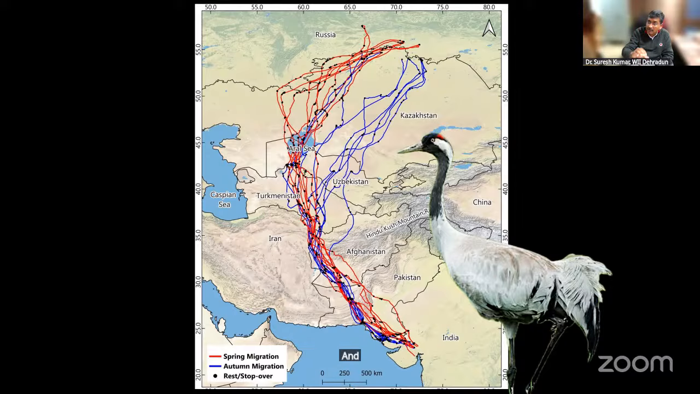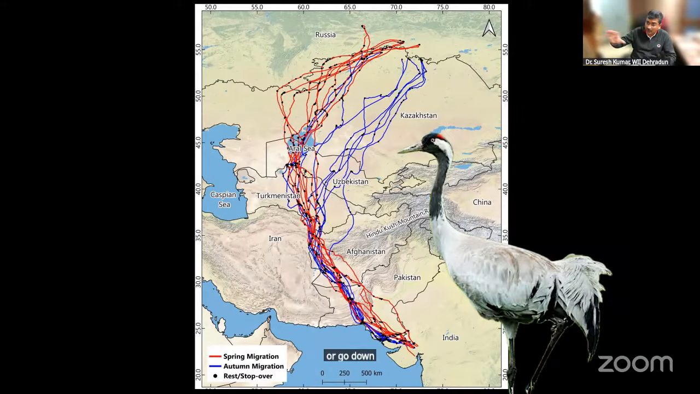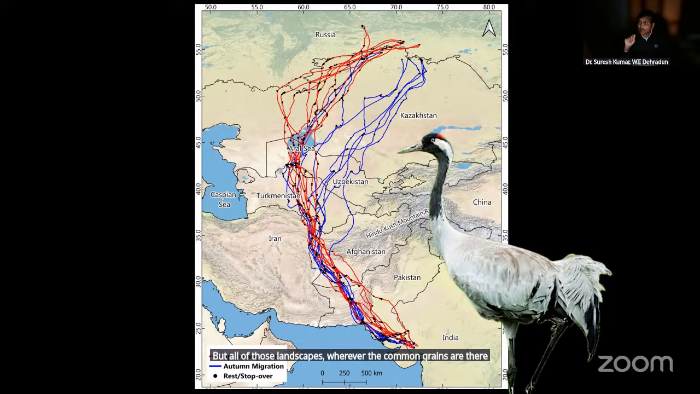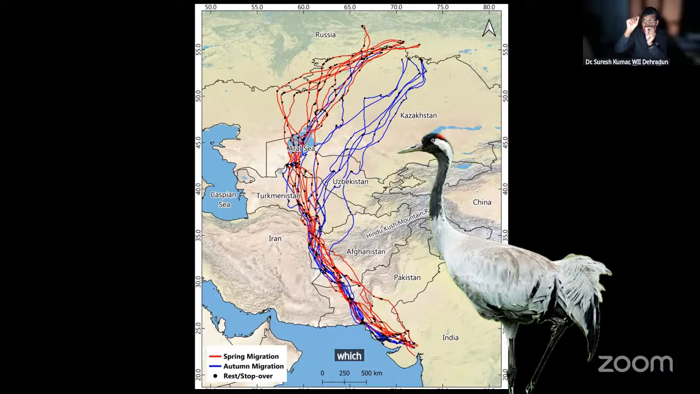And this landscape, so what you have up there is the temperate steppe. A similar kind of landscape, what you have down here is the subtropical steppe-like habitat. So the cranes are not just coming down because they have to come down to the lower latitude. Why are they not going further down south to say Kanyakumari? Of course, the common cranes are also found in certain pockets across India. But all of those landscapes, wherever the common cranes are there, they're definitely mimicking the habitat in their breeding grounds during the breeding months. So these are those habitat linkages which these birds are seeking out.